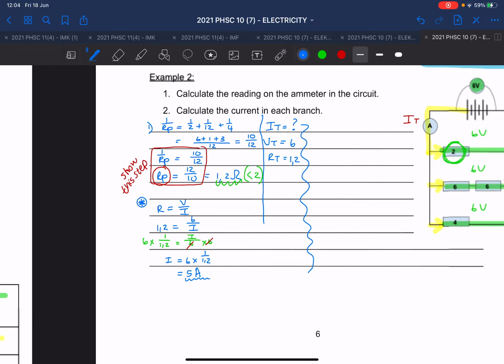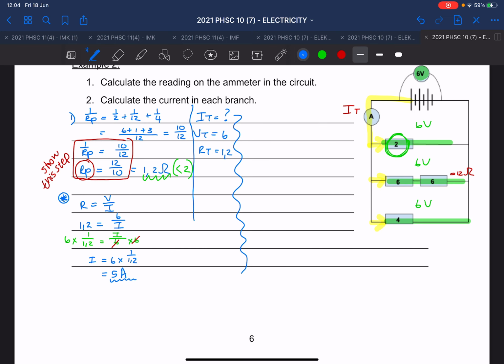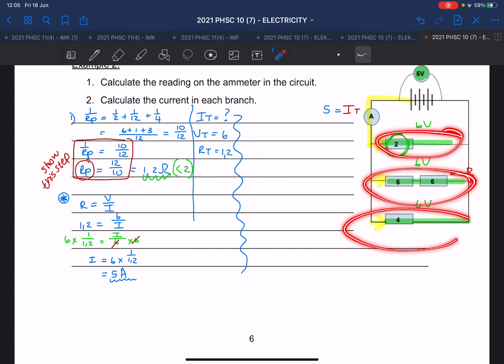Right. Okay. So what did we calculate there? We calculated that reading there will read 5. It will be 5 amperes on that ammeter there at the top. Now they want the current in each branch. So we say, right, we have 5 men going there. We want to know how many go through there, how many go through there, how many go through there. So we're going to look at each branch separately.